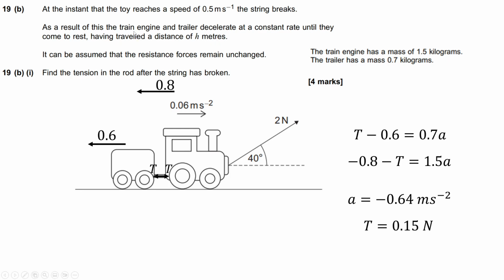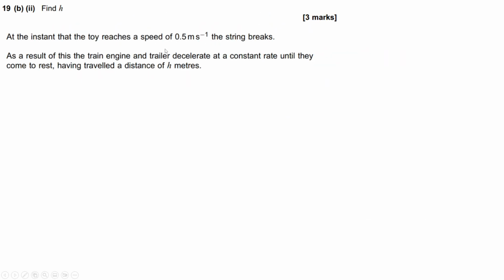It's the distance traveled for them to come to rest. Now we know that the initial speed is 0.5, and the final velocity is 0 because it comes to rest. It decelerates at 0.64 meters per second squared. We can just use that. It says that the deceleration is constant.